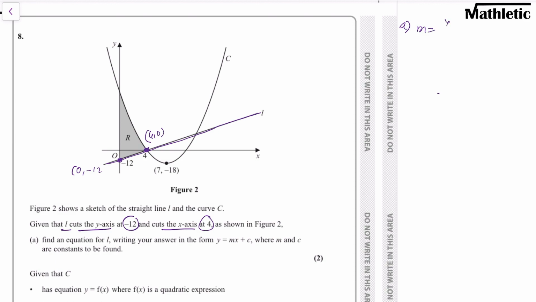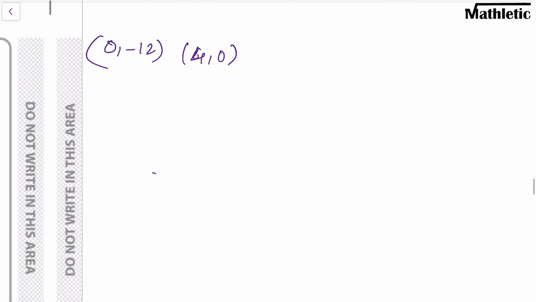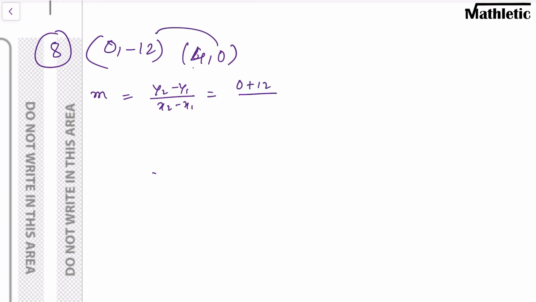At first I will calculate the gradient, y2 minus y1 over x2 minus x1. The coordinates are 0, minus 12, and 4, 0. So 0 minus minus 12 will give us 12, then 4 minus 0. So the gradient is 3, and the equation of the line is y minus y1 equals gradient times x minus x1, right?